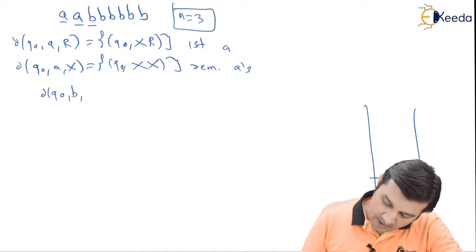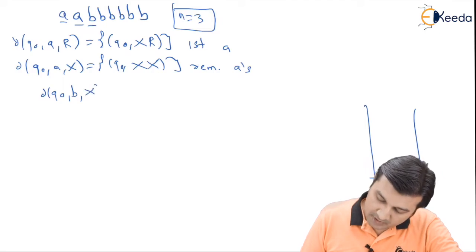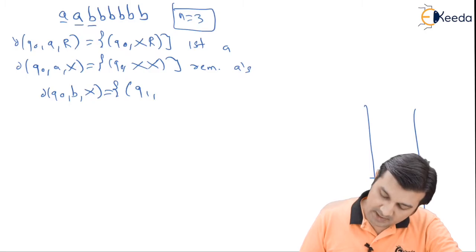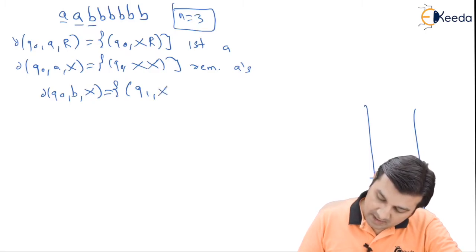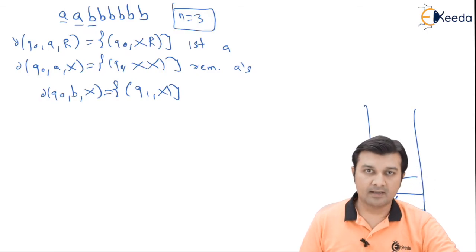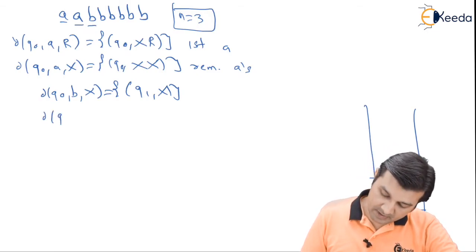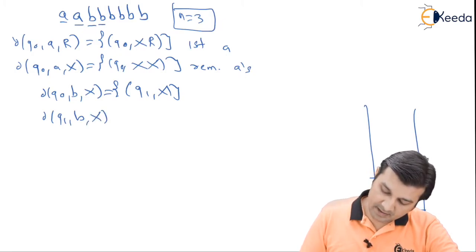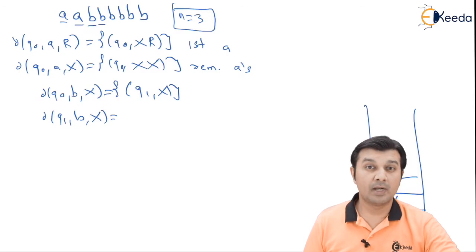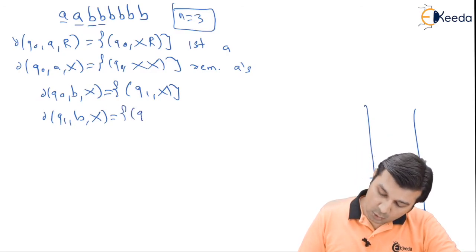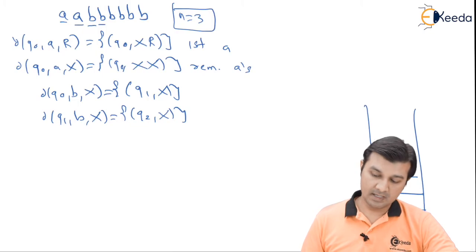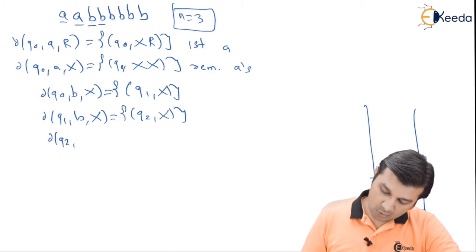For the first time I receive a B and the stack top is still X. I say do not do anything, therefore only a state change is required, and it will have X on the stack. Then I am in state Q1. I receive one more B and the stack top is still X. Again I say do not do anything and simply change the state, and the stack will remain as it is. Next I am in state Q2.